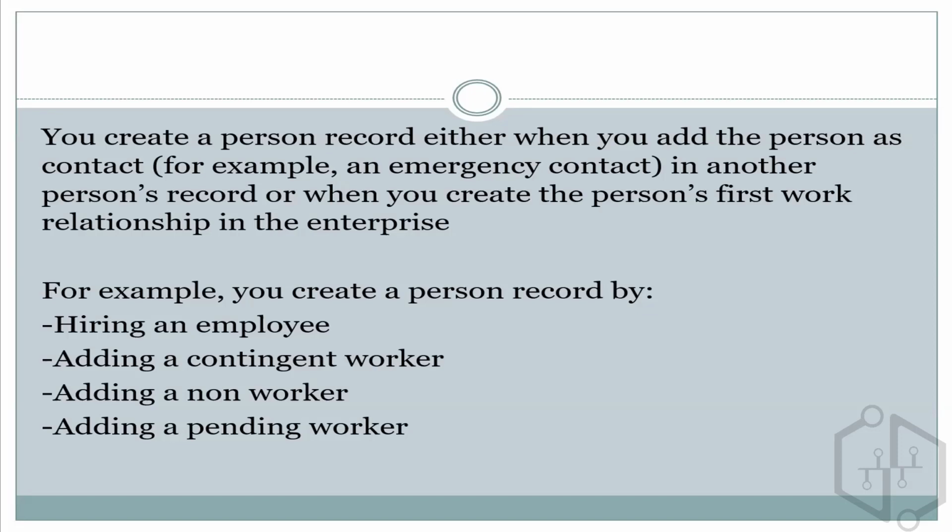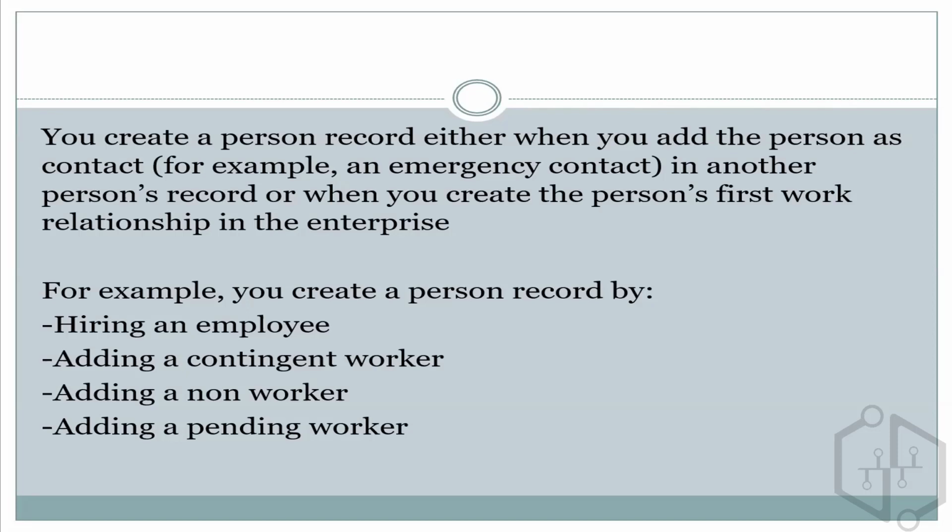So you add the person as a contact in another person's record, or you create the person's first work relationship in the enterprise. When you create a person's record, the work relationship is created. That means the work relationship is creating a relationship between the employee and the employer.